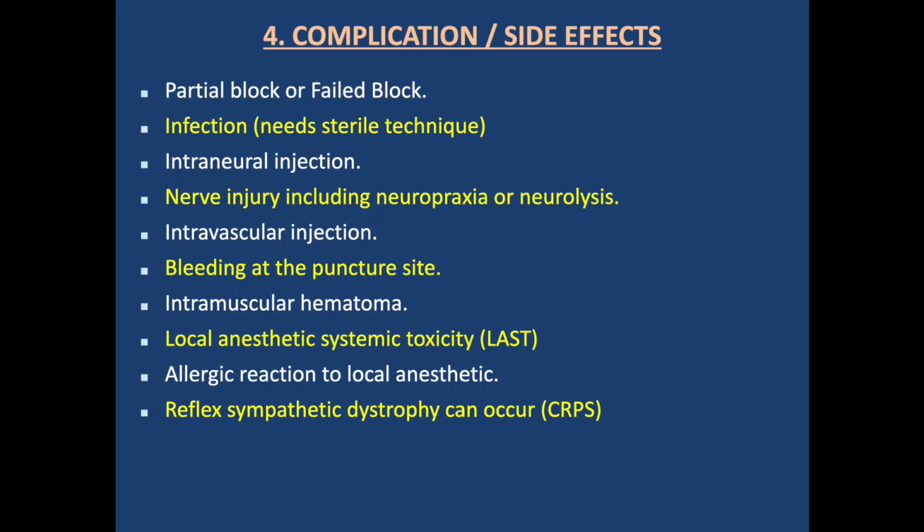Because in mid-arm radial nerve block, there is the profunda brachii accompanying artery. And in the antecubital fossa block, in the upper arm, the recurrent radial artery is accompanying the radial nerve. So it is a possibility. Bleeding at the puncture site, if we puncture the artery, it can cause bleeding. If the bleeding occurs, an intramuscular hematoma can develop. Local anesthetic systemic toxicity is a possibility if we exceed the dose or we use high volumes. Allergic reaction to any local anesthetic can occur.